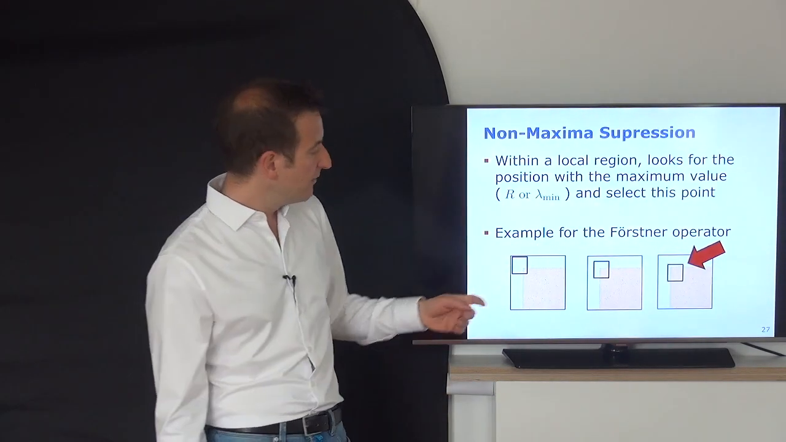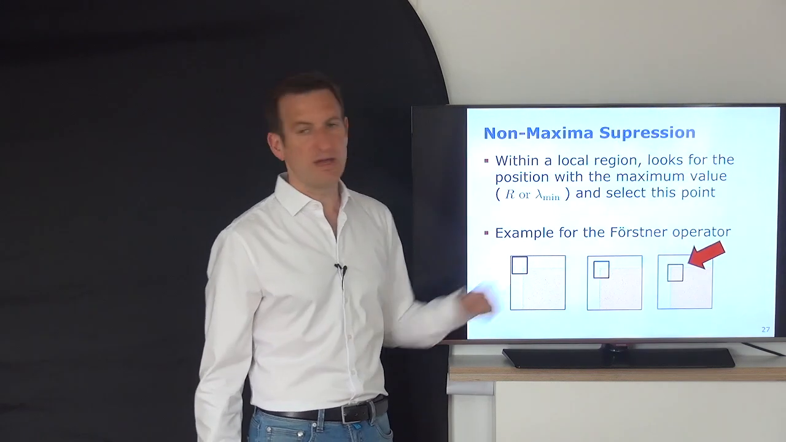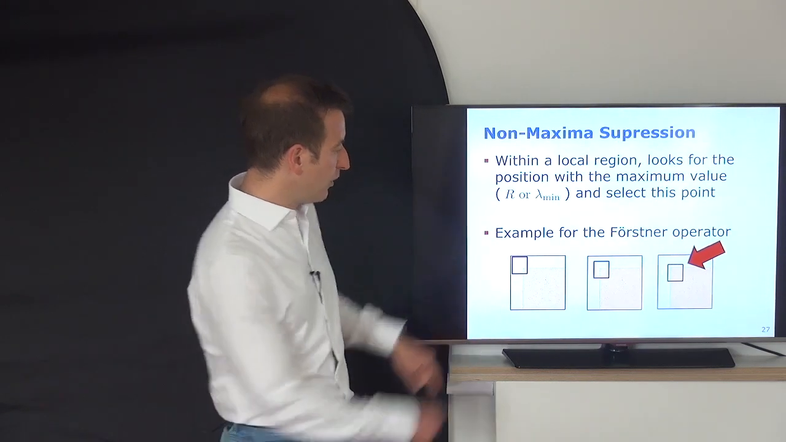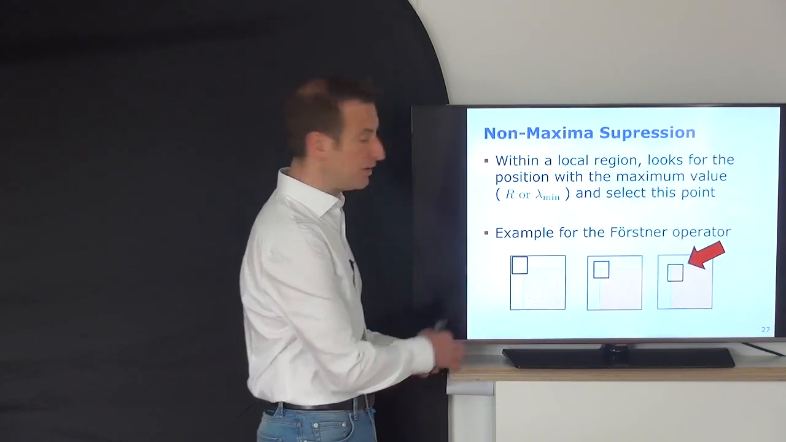Why is this the case? If you look at the gradients that are accumulated within those regions, you can see that the number of gradients is small here. It's only in this small local area down here.